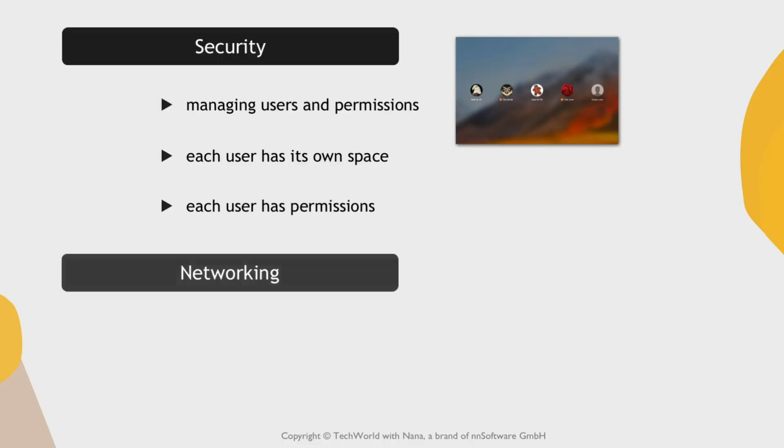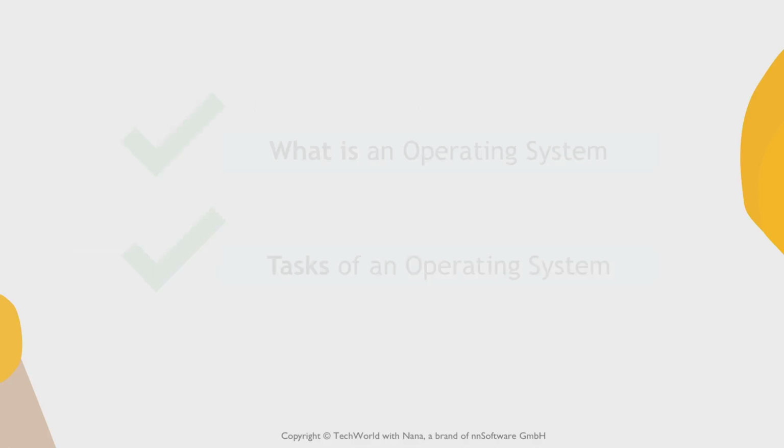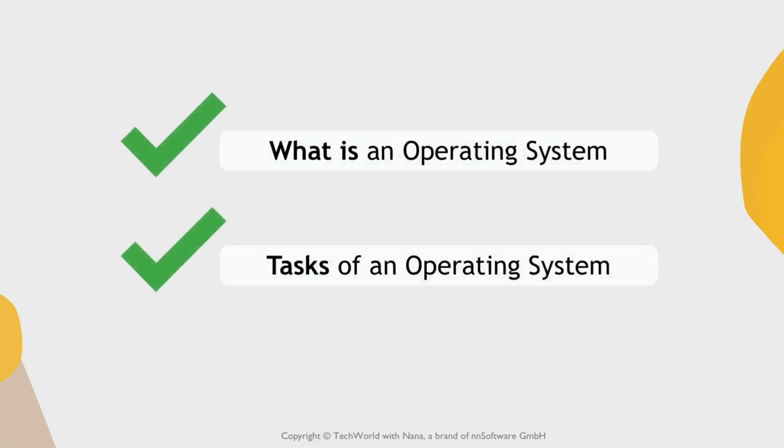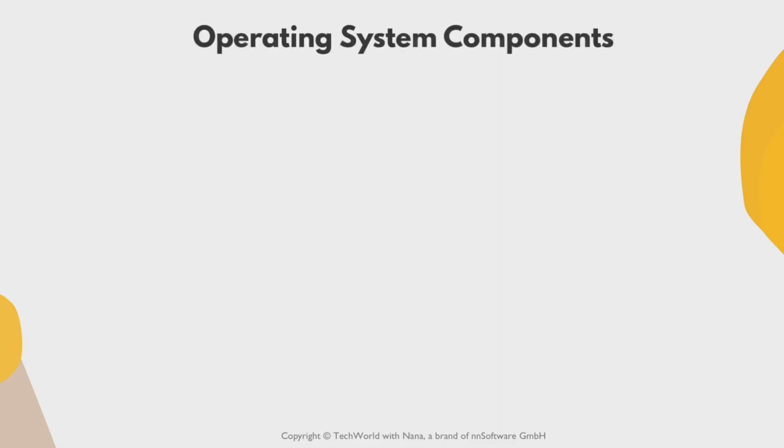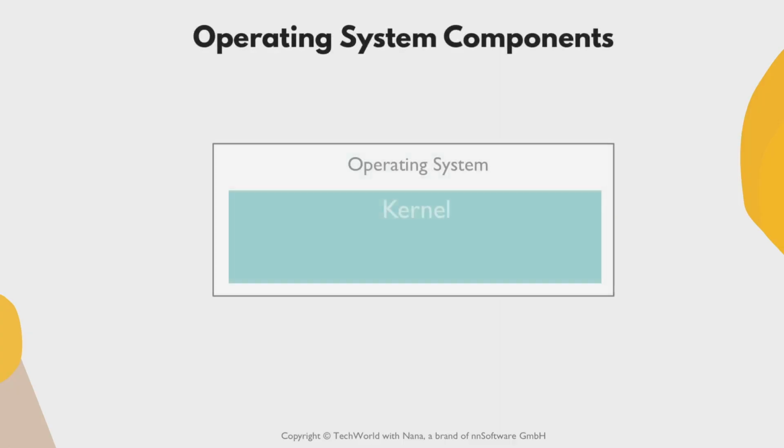And as I said, networking, like assigning ports and IP addresses, etc. So all of these are also tasks of an operating system. Now that we understand what an operating system is and what its tasks are, let's see how an operating system is constructed or made up. At the core, an operating system has a kernel, like a Linux kernel, for example.